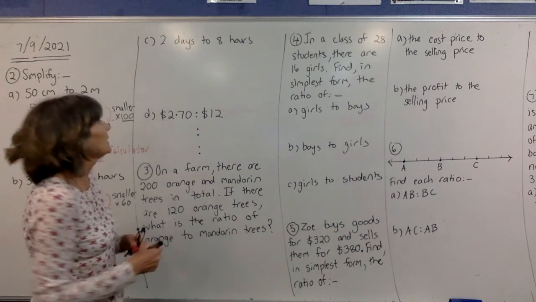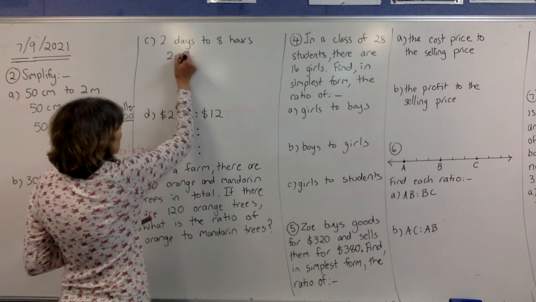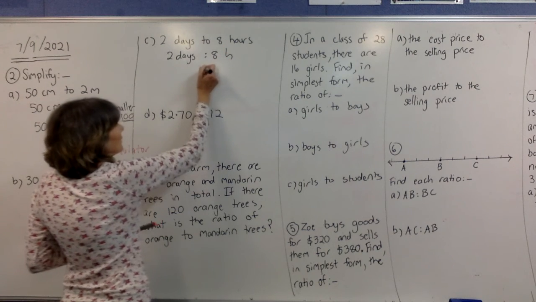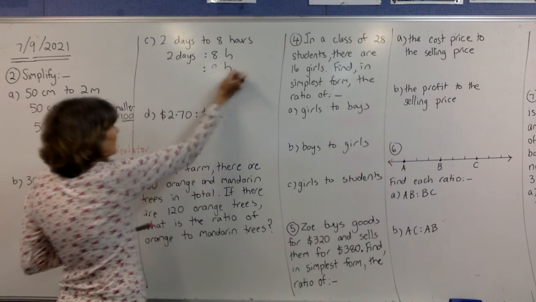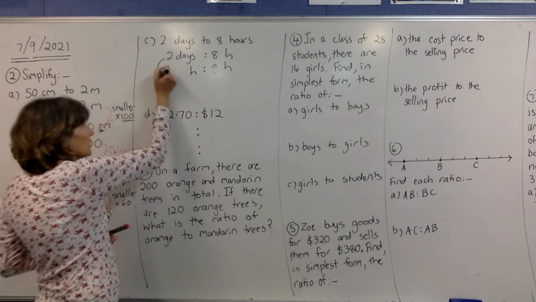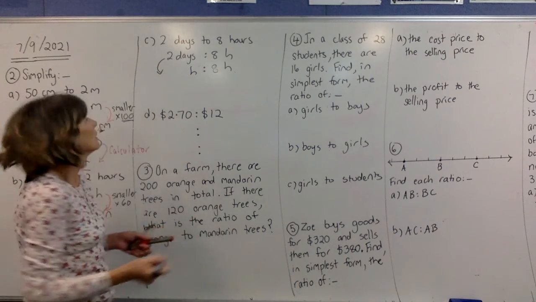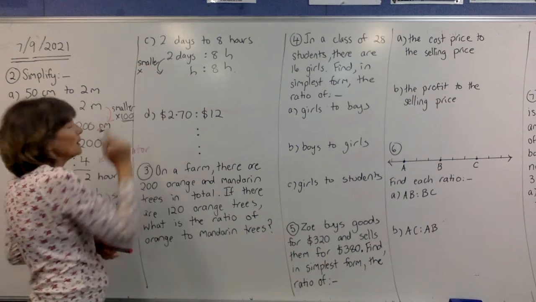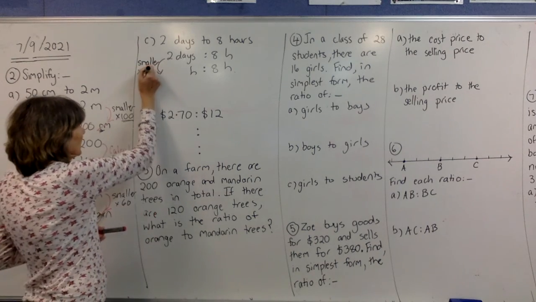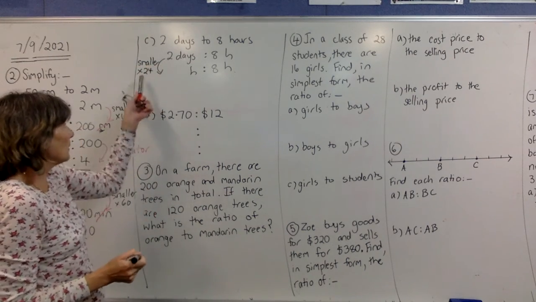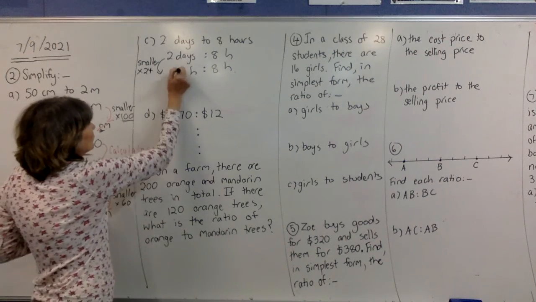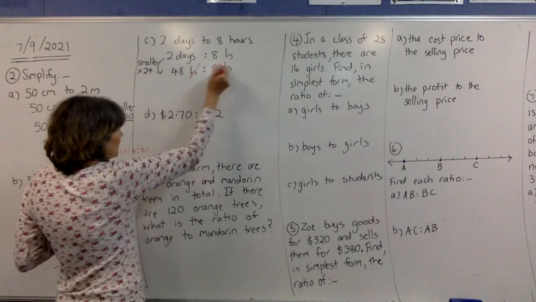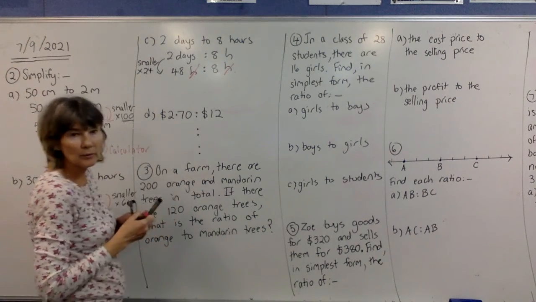We've got 2 days to 8 hours. So 2 days to 8 hours. All right, we're going to keep the 8 hours, and we're going to convert our days into hours. So we're going to a smaller unit. So we're timesing, and there's 24 hours in a day. So 2 times 24 gives you 48. Then you can cross off your units because they're the same now, and you're left with 48 to 8.